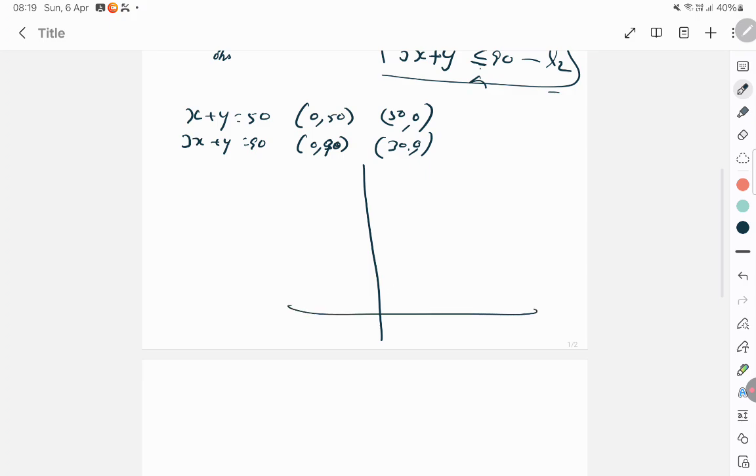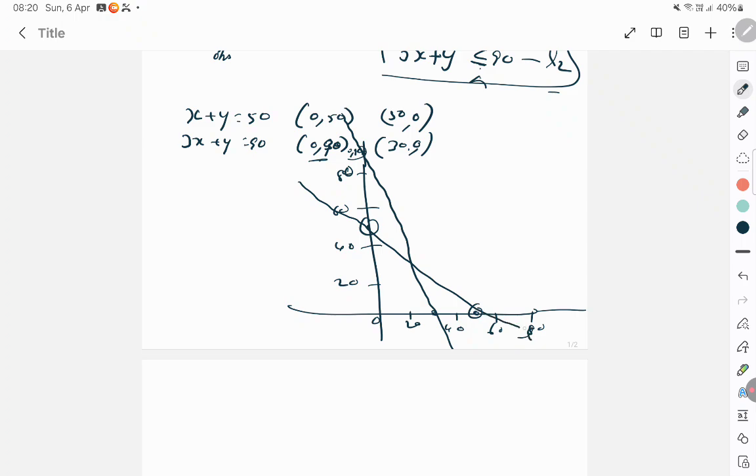Now you can draw this graph. Let's do the scale like 0, 20, 40, 60, 80, so that we can do the 90 thing easy, correct? Let's increase the scale. So 0, 90 will be somewhere here. 30, 0 is here. So I can join these two points. That will give me my line 1. This is 0, 90. 0, 50 is here. 50, 0 is here. Join these two. Actually this is my line 1 and this is my line 2.